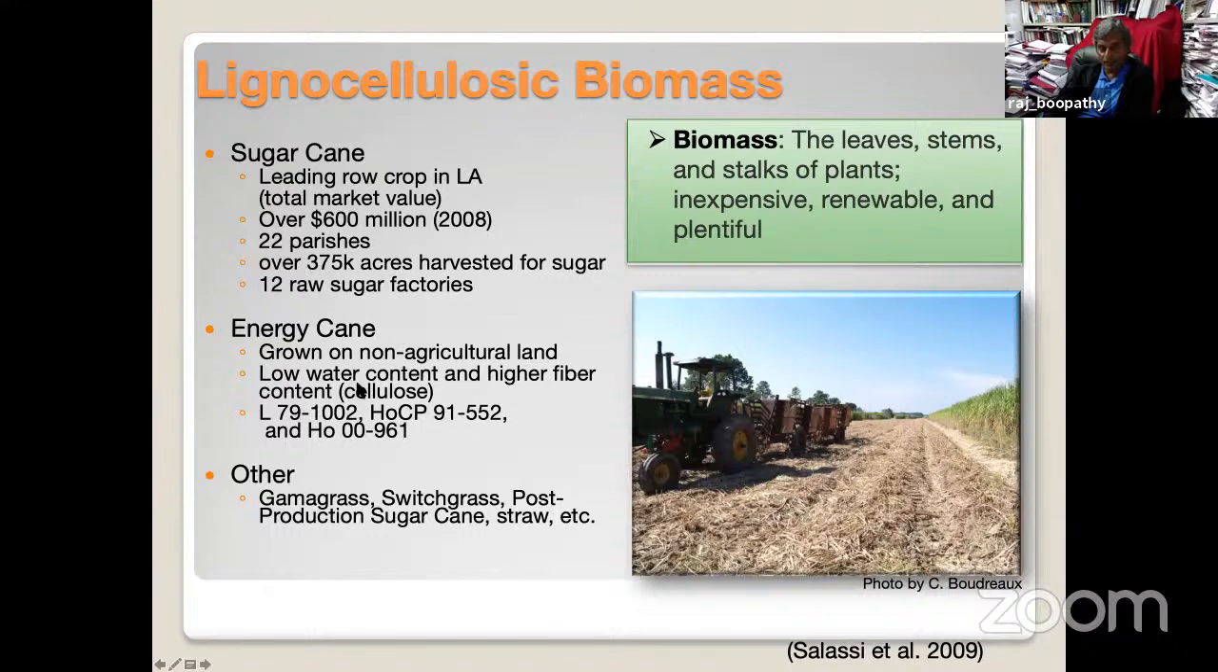But the advantage of using this energy cane is it can tolerate cold weather, because this sugar cane in Louisiana, they harvest in September before freeze comes in. But this energy cane can withstand cold, so you can grow them all through the year, and also you can grow them in less agriculturally viable land, marginal land. It grows really well. That's the reason that the state is promoting this for energy production.